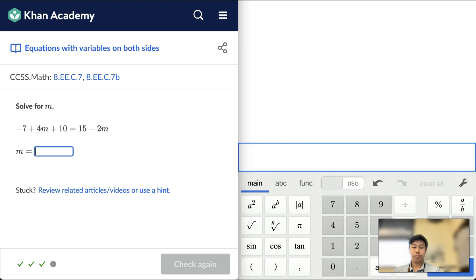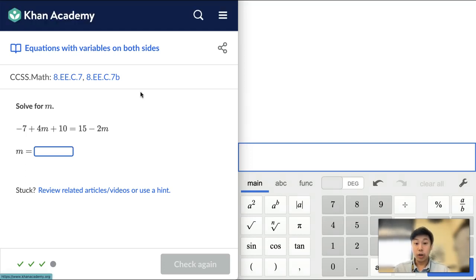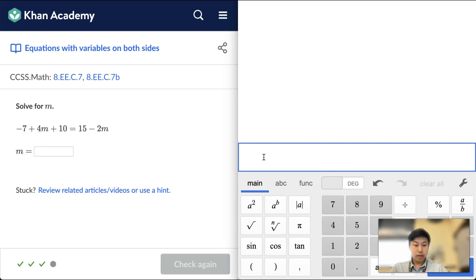All right, so this is going to be solving multi-step equations. So we're leveling up from your 2 steps. These multi-step equations might take 3 steps, 4 steps, 5 steps to solve. Okay, let's see where we go from there. Here's your first example: negative 7 plus 4m plus 10 equals 15 minus 2m.